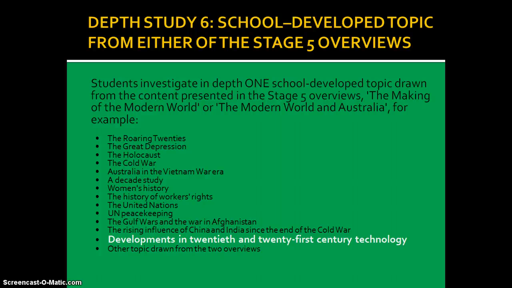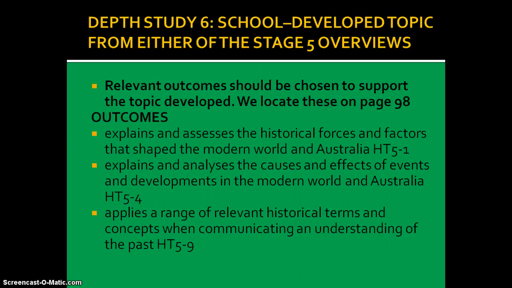In order to be authentic to the depth studies, it's important that we select the right kind of outcomes that can be chosen from our syllabus documents on page 98. There are a range of outcomes. However, we need to think about the outcomes in relation to the kinds of activities that we're going to ask students to undertake. For this option, I've chosen explains and assesses, explains and analyses the causes and effects, and applies a range of relevant historical terms and concepts when communicating and understanding the past.